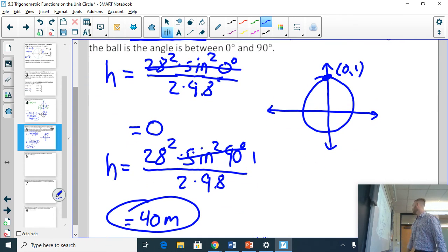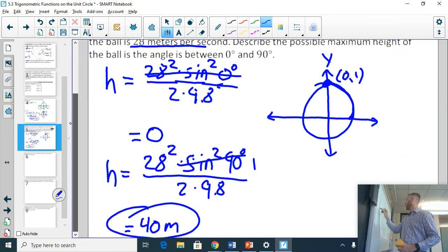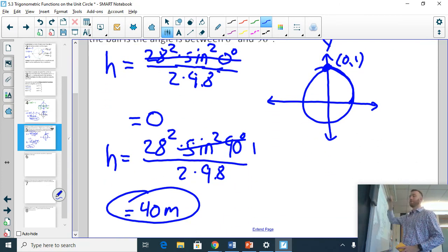And we know it's the highest, right? Because if sine is always the y value, pay attention to the y values as we go up from 0 to 90. That's smaller than 1, that's smaller than 1, that's smaller than 1, that's smaller than 1, and that's 1. That's its greatest value. So we know that that'll be the maximum height of the ball.